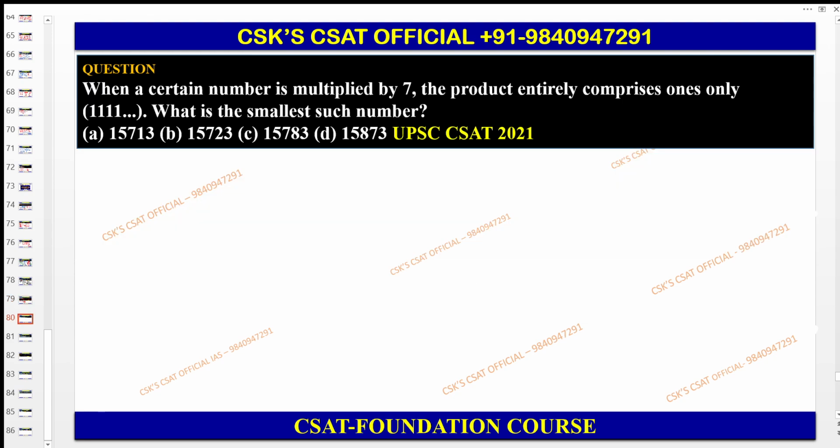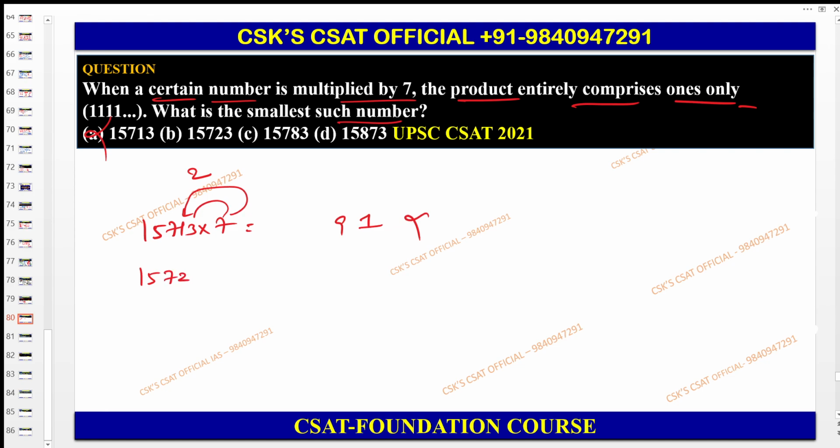Fine. Now listen. Very simple question. But in your hurry, people forget to see these questions itself. When a certain number is multiplied by 7, the product entirely comprises only 1s. What is the smallest such number? Options have been provided. You have to multiply here with 7. Check all the digits are 1, which means the complete product is 1s. 7 times 3 is 21. 2. Here 7, 7 plus 2, 9. That's it. Leave it. A option eliminated.